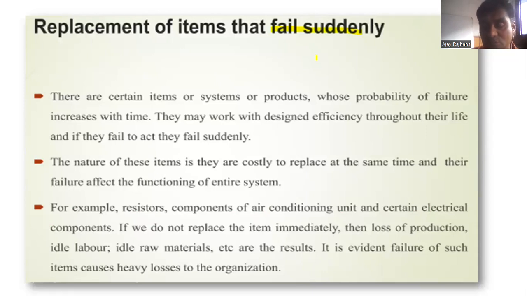Such products which are always in your home, always with you, after a particular period of time may not work very well. So definitely it may fail at any time, and you may replace that product. So this category is replacement of items that fail suddenly. As I'm saying, examples are resistors, components of air conditioning units, and certain electrical components.